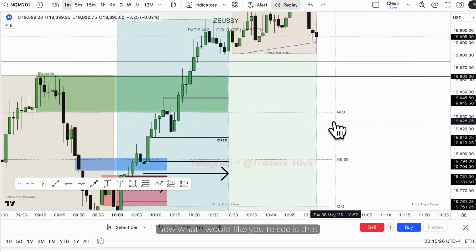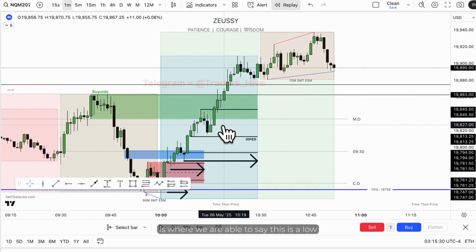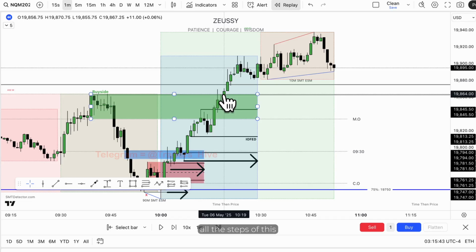Now, what I would like you to see is that the market eventually just chops around, but this is where we are able to say this is a low resistance market maker buy model. And when it comes to defining low resistance security runs, you must be able to anticipate them coming from the higher time frames. So if you follow all the steps of this protocol, you will see where low resistance security runs are taking place and where not. Later throughout this model series, I will touch on the full protocol, and we're going to be looking at flowcharts which you can use to investigate the delivery.